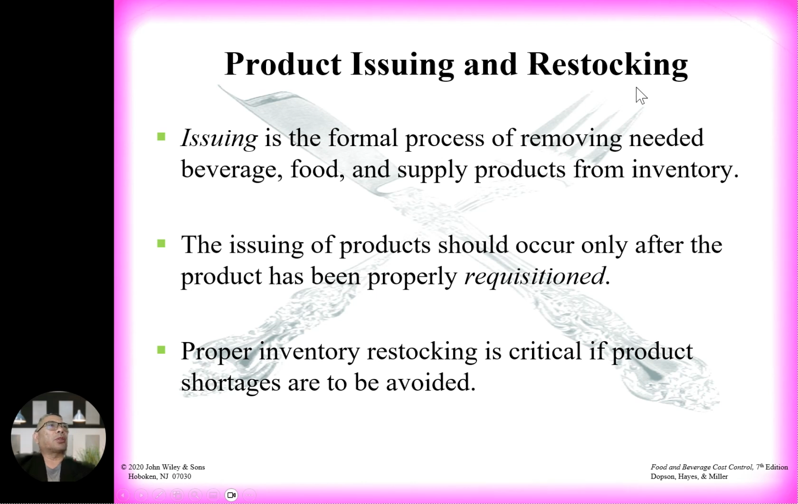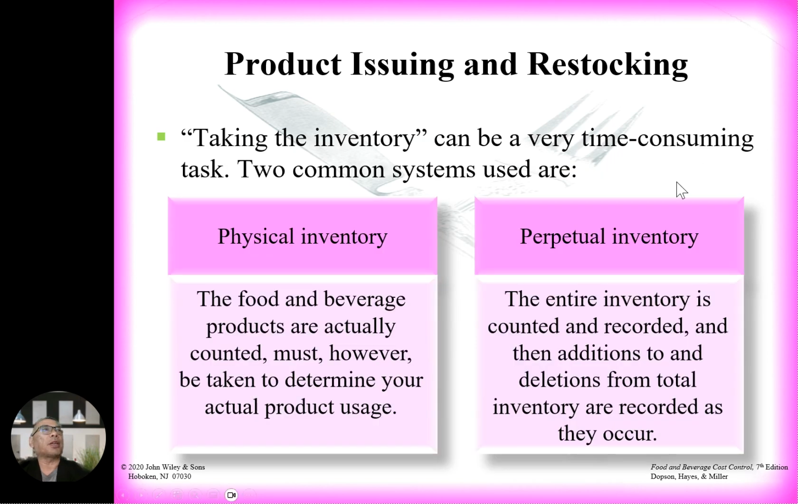Product issuing and restocking. Issuing is a formal process of removing needed beverage, food, and supplies product from inventory. The issuing of products should occur only after the product has been properly requisitioned. Proper inventory restocking is critical if product shortages are to be avoided. Taking inventory can be very time consuming.